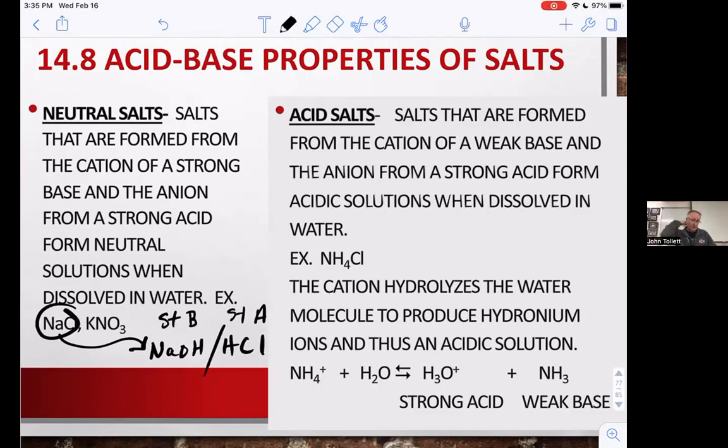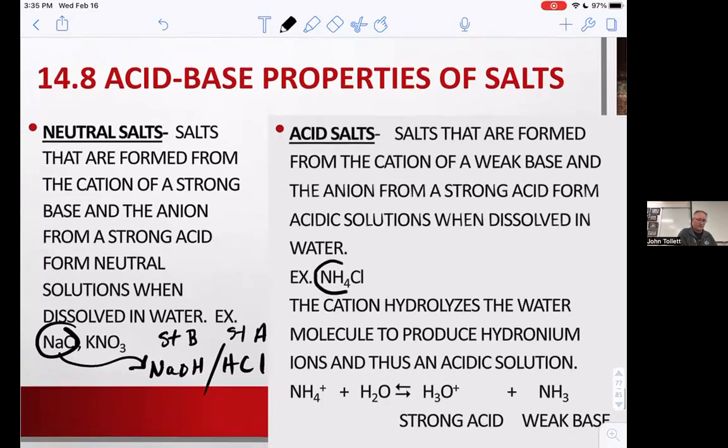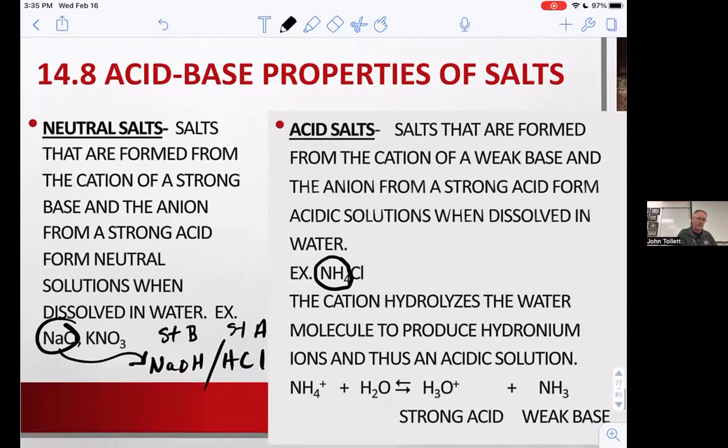Acidic salts are different. So if you look at what it is made from, this is made from the weak base ammonia. So the NH4 comes from ammonia, which is a weak base, and the Cl comes from HCl, which is a strong acid. So this would be an acidic salt. That is a quick way to identify whether or not it is, in fact, an acidic or basic salt.